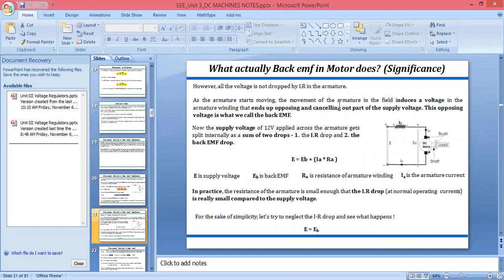So when the armature rotates, it will introduce the EMF, that is nothing but voltage, and that will get introduced in the armature winding, but it will oppose and cancel part of the supply voltage, because we are calling that EMF the back EMF. It is in the opposite direction to the supply voltage. So here we are giving 12 volt supply voltage across the armature. So it will split the voltage. Some voltage will be given to the armature resistance and some voltage will be given to this DC motor.